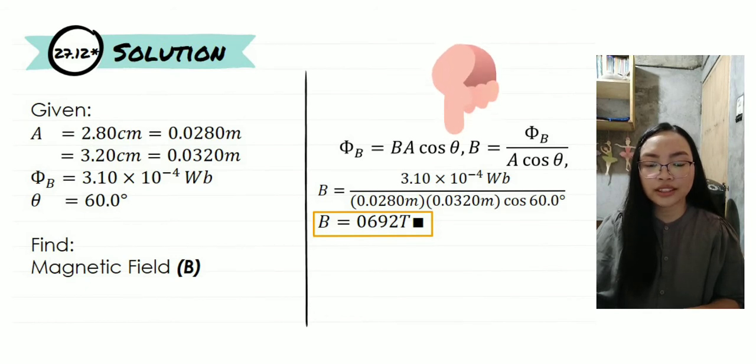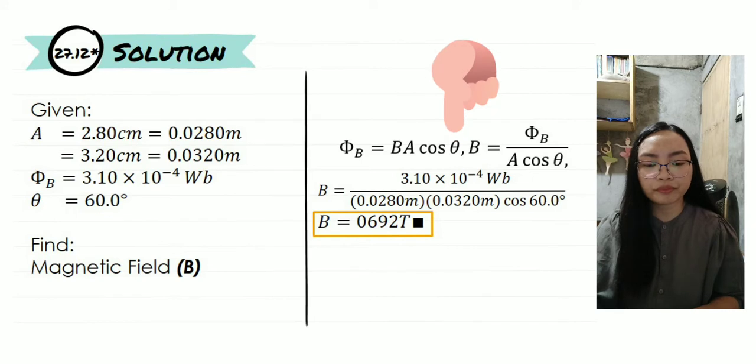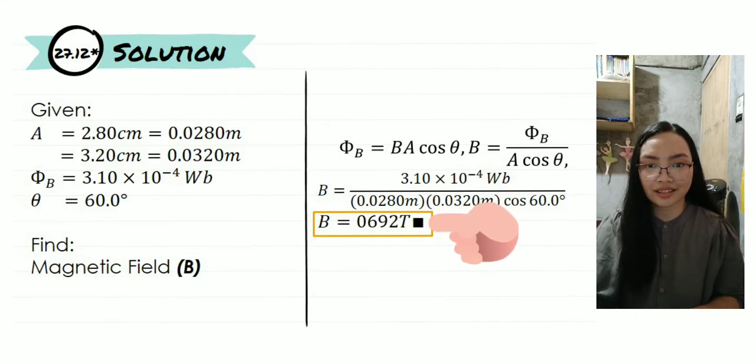So in order to find the magnetic field, we need to use the original equation, which is the magnetic flux is equal to the magnetic field multiplied by the area cosine theta. And after manipulating the equation, we will have the magnetic field is equal to the magnetic flux all over the area cosine theta. And by substitution, we will get the value of the magnetic field, which is equal to 0.692 Tesla.